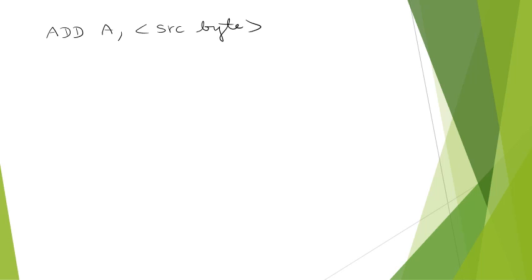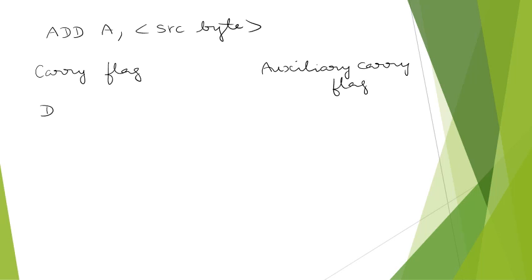Due to addition, we have to check the carry flag and auxiliary carry flag. The carry flag will be set when there is a carry out from the D7 bit, and the auxiliary carry flag will be set when there is a carry out from the D3 bit. Else the carry flag and auxiliary carry flag will be cleared. For unsigned integer addition, the carry flag will indicate that overflow has occurred.